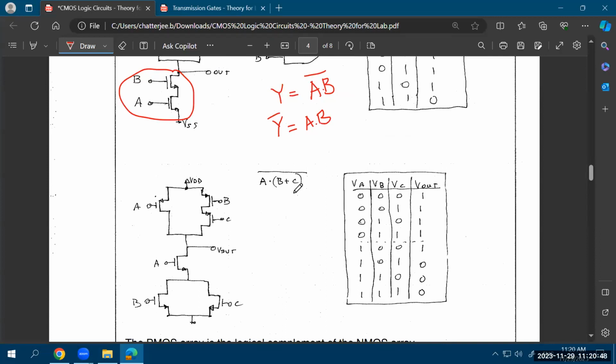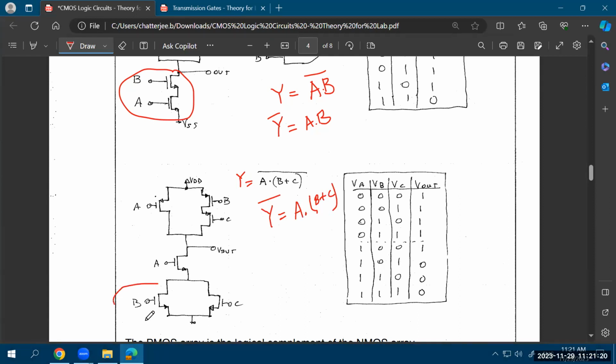Now let's see how you design a random logic. So let's say your logic is Y equal to (A ANDed with (B plus C) or B or C) whole bar. So that's your logic Y. And you can be given a truth table as well. Let's say this is a truth table. From the truth table, you can find out what is the logic. Now to design the CMOS circuit, you're interested in first, what is Y bar? So Y bar is equal to A ANDed with (B or C).